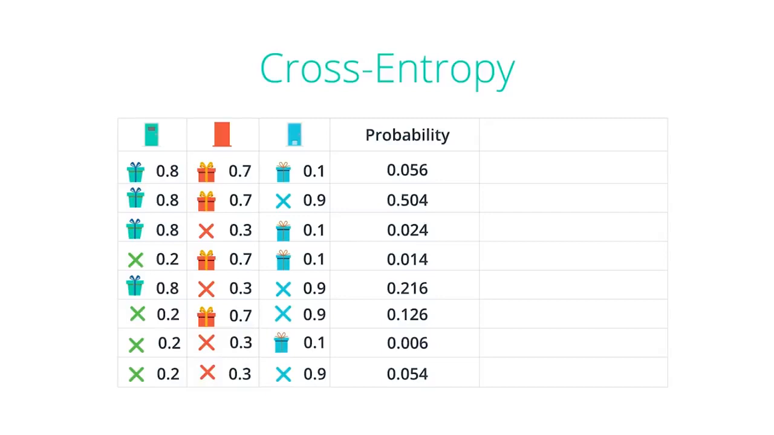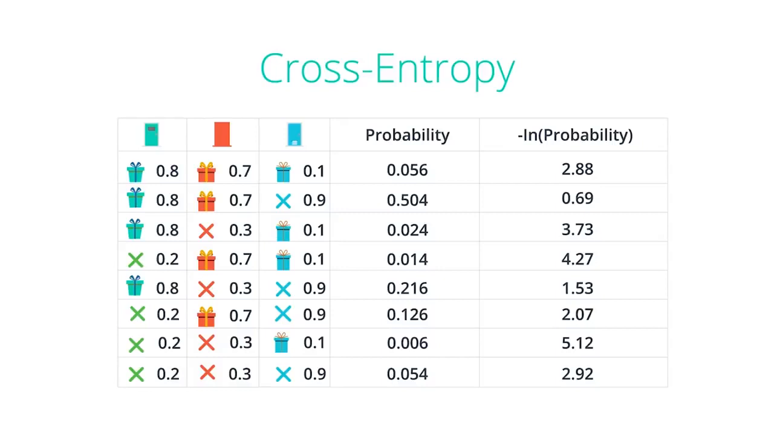And from the last video we learned that the negative of the logarithm of the probability is the cross-entropy. So let's go ahead and calculate the cross-entropy. And notice that the events with high probability have low cross-entropy and the events with low probability have high cross-entropy. For example, the second row, which has probability of 0.504, gives a small cross-entropy of 0.69. And the second to last row, which is very, very unlikely, has a probability of 0.006, and gives a cross-entropy of 5.12.